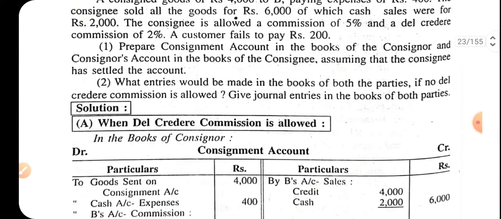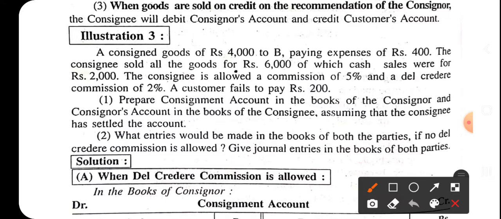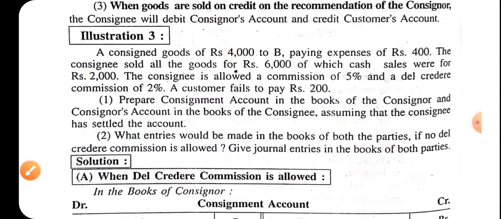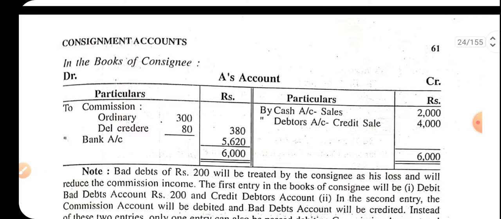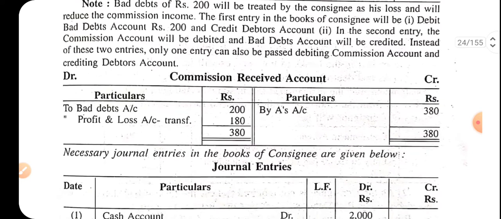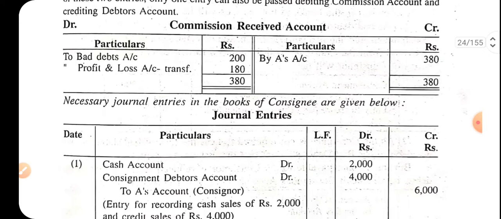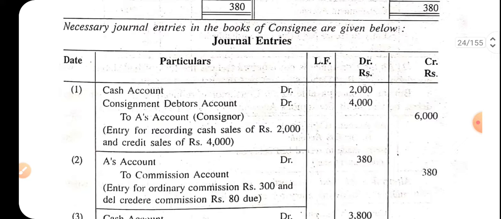One customer to whom credit sale is made is not paying 200 rupees. This is clearly given to you in the sum that 200 rupees is not paid by the customer. So it is considered as a bad debt, and bad debt is debited into the received commission account. So received commission account debit to bad debts account. So this is the end of this sum. These are the journal entries with which I have posted the sum.